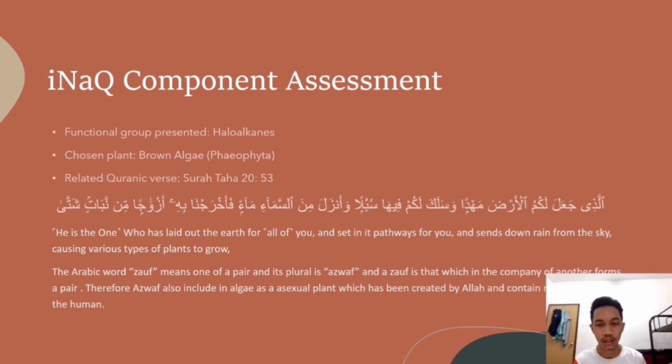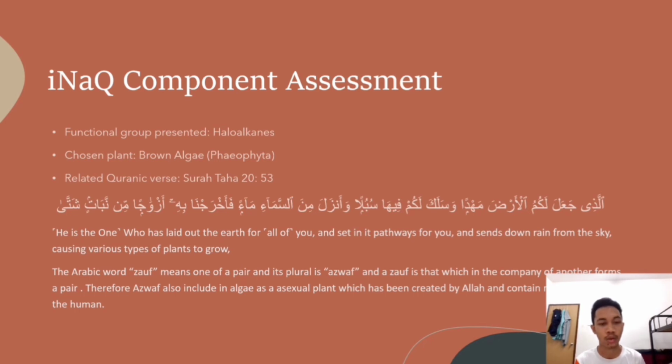A'udzu billahi minasyaitonir rajim. Allazi ja'ala lakumul arda mahdan wa salaka lakum fiha subulan wa anzala minas samaa'i ma'an fa akhrajna bihi azwajan min nabatin shatta. Sadaqallahul Azim. The meaning is: He is the one who has laid out the earth for all of you and set in it pathways for you and sent down rain from the sky, causing various types of plants to grow.